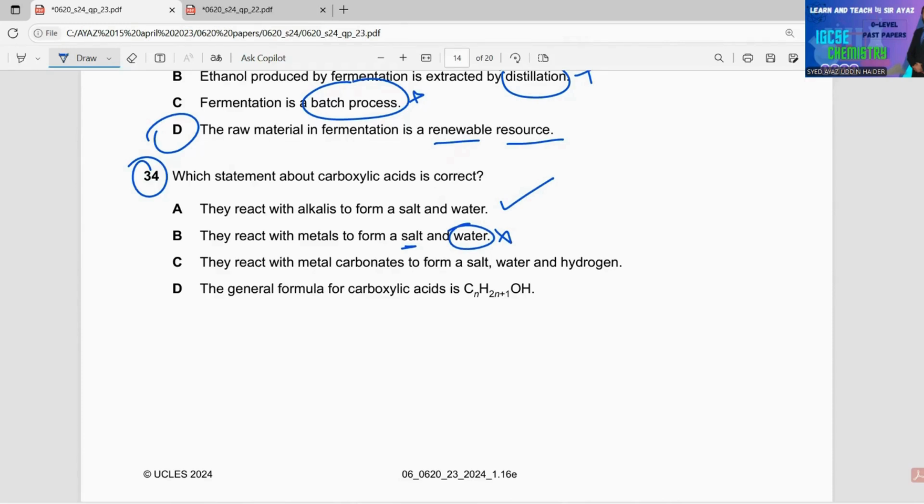C, they react with metal carbonates to form a salt, water, and hydrogen. This is also incorrect here. You will get carbon dioxide, not hydrogen gas. D, the general formula for carboxylic acid is CnH2n+1OH. It's incorrect. This is the general formula for alcohol, not carboxylic acid. So A must be the right answer in this case.